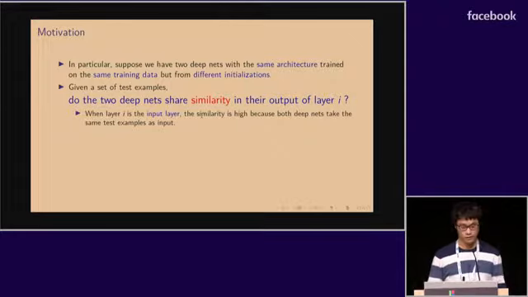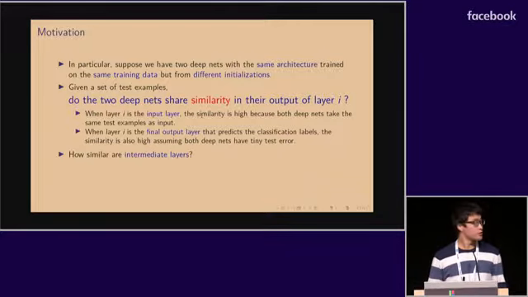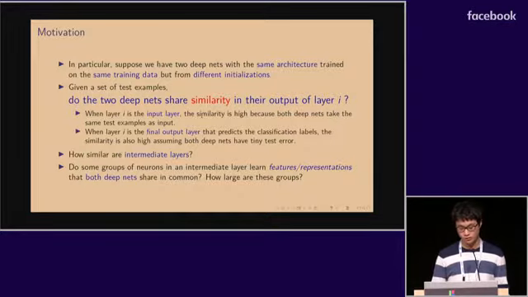This question is trivial when layer i is the input layer because the similarity is high, as both deep nets take the same test examples as input. When layer i is the final output layer, the similarity is also high, assuming both deep nets have tiny test error. So the real interesting question is how similar are intermediate layers, and do some groups of neurons in an intermediate layer learn features or representations that both deep nets share in common? And how large are these groups?